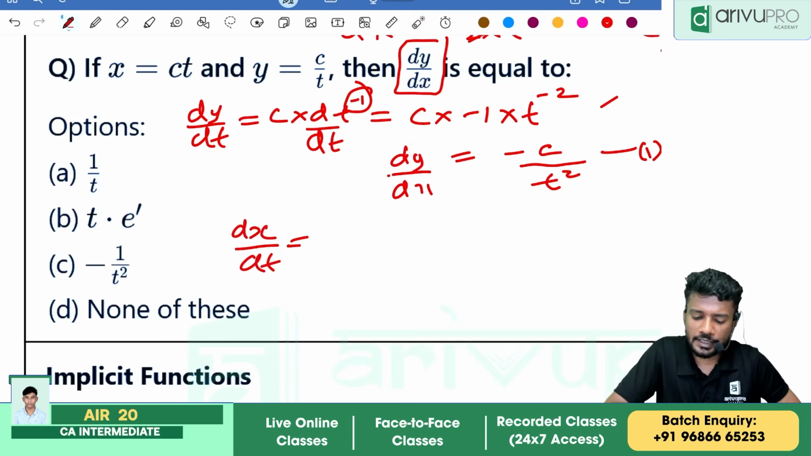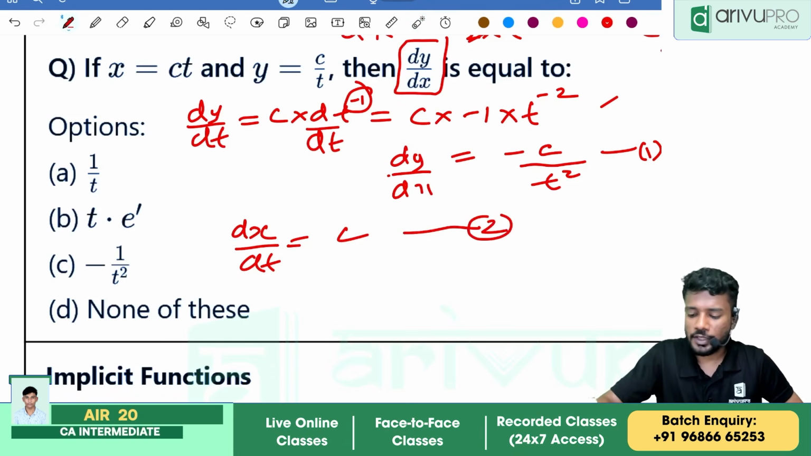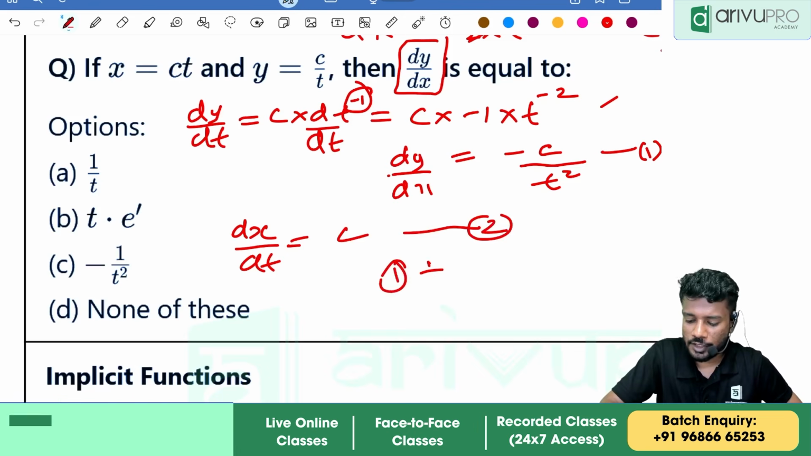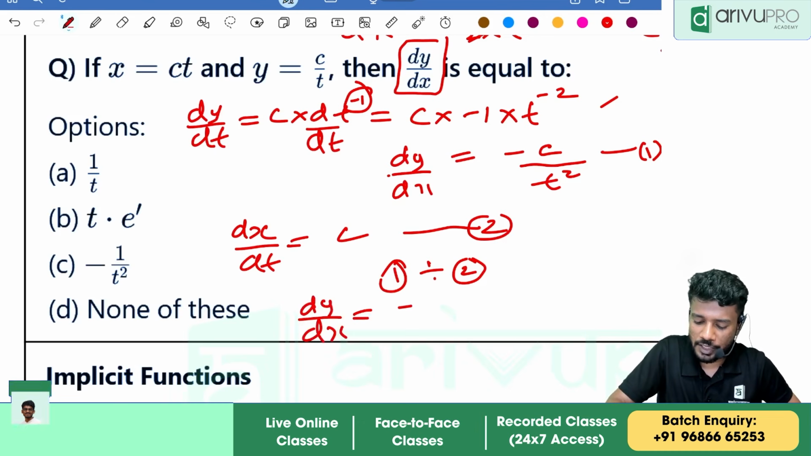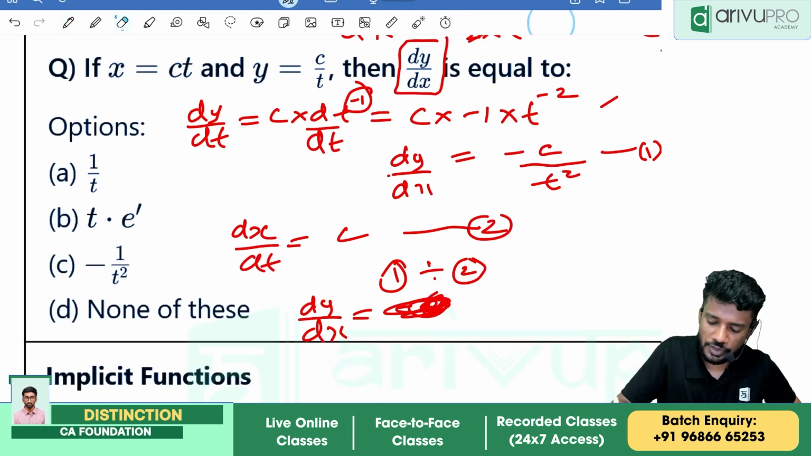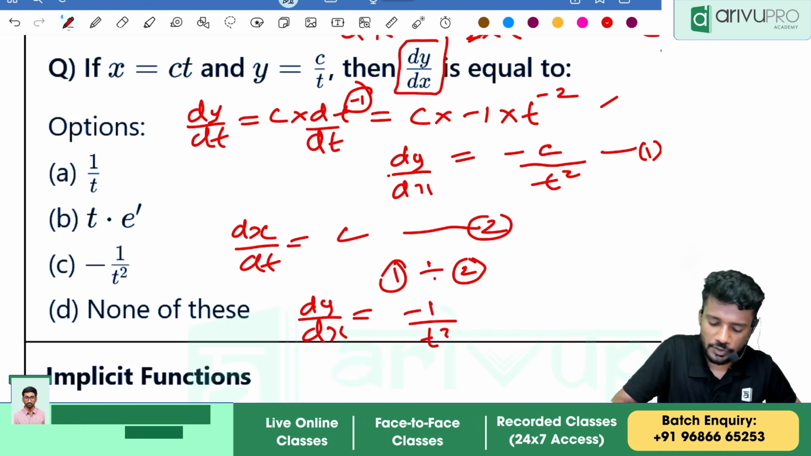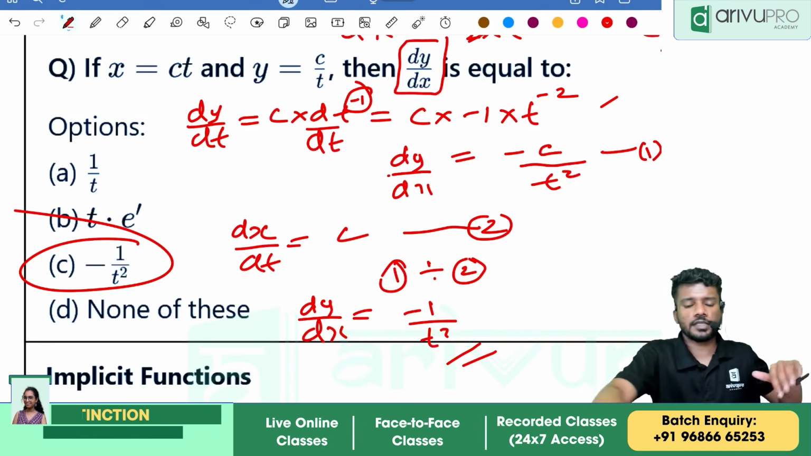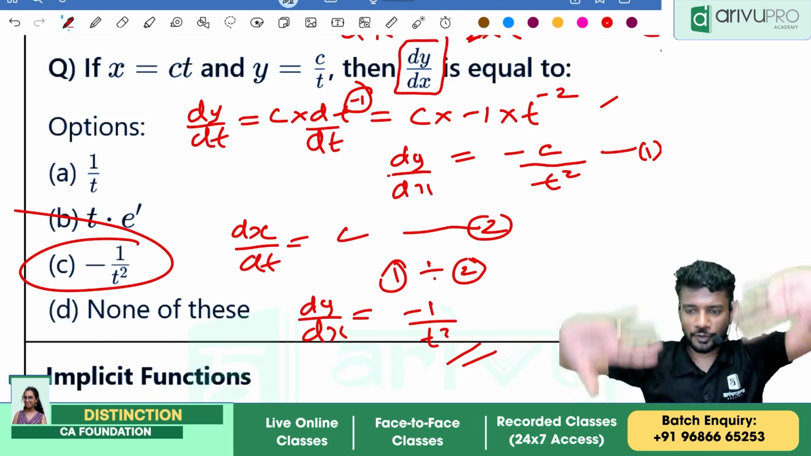dx by dt is equal to c. That means equation 2. Now get me the answer. Equation 2 divided by 1 is nothing but dy by dx, which is equal to c, and c will get cancelled off. What is remaining? Minus 1 divided by t square. Option C is your answer. Clear? We have covered half the chapter already.